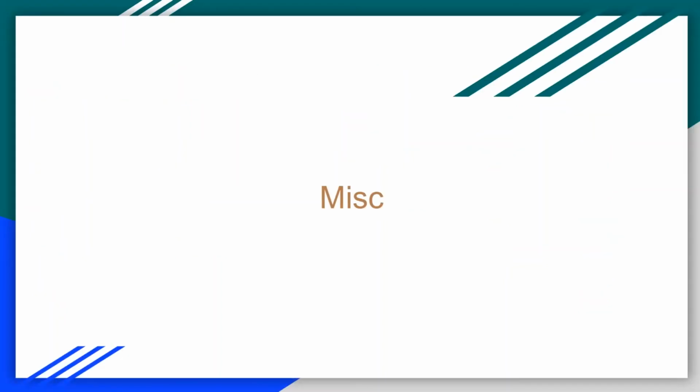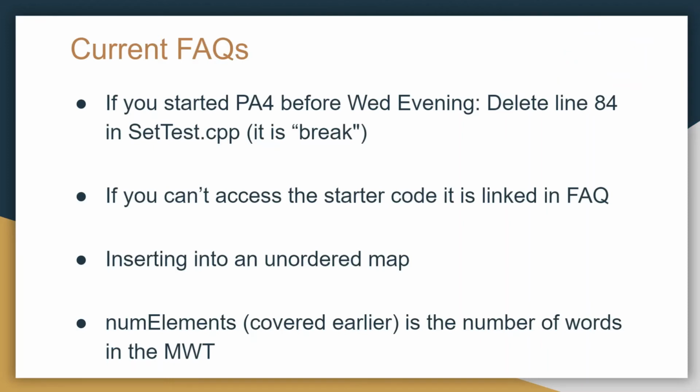Now for some miscellaneous things I wanted to cover, still related to the PA. So the current FAQs: if you started the PA before Wednesday evening, I don't know the exact time, you should go into settest.cpp and delete line 84, which should just say break. If your line 84 doesn't say break, then just leave settest.cpp the way it is.